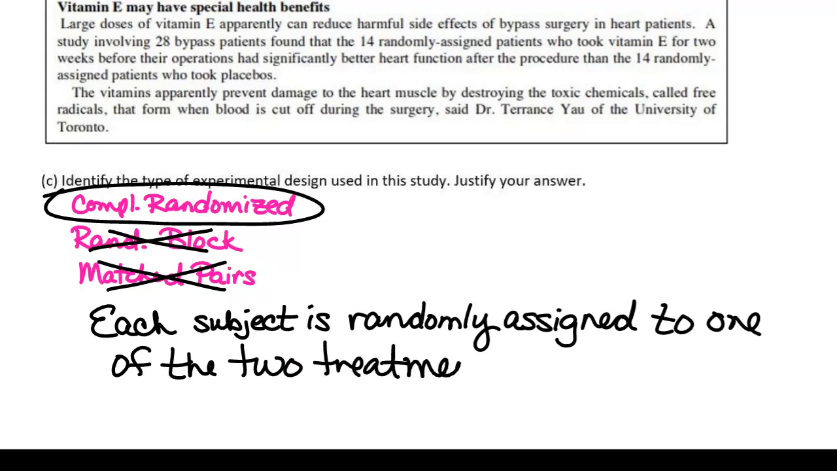So you don't have to mention the placebo that they put in there, not when I'm talking about just what design was used. If I was asked to design a study using a completely randomized experimental design, then I would have to talk about my one group that is getting the vitamin E, and then my control group that's going to receive the placebo, which both of those things would be considered treatments.